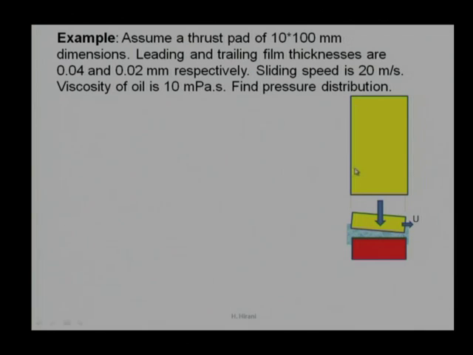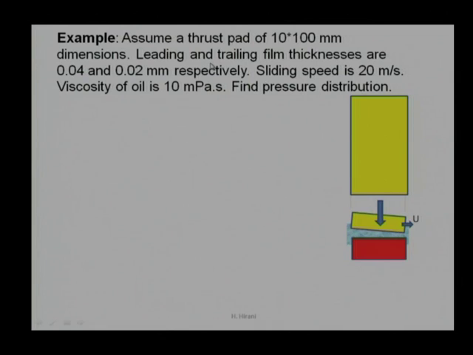Here the pad dimension is mentioned as 10 into 100 mm, 10 mm in x direction and 100 mm in z direction. This is a top view of this front view, and we are able to see this plate. The z direction is 100 mm, that is much larger compared to x over here. In addition to these two dimensions, we have a leading film thickness dimension and a trailing film thickness dimension. What is the meaning of that? Film thickness at the entrance is known and film thickness at the exit is known. Indirectly we know the inclination.